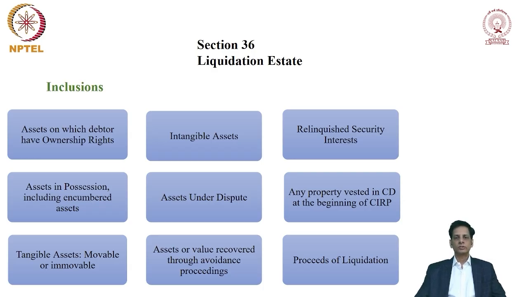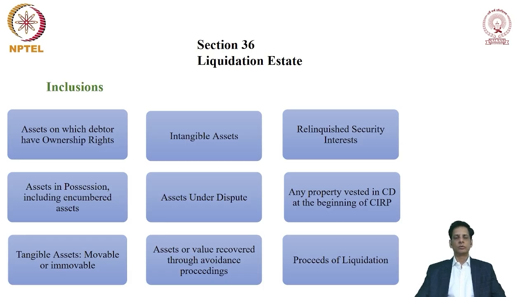Any relinquished security interest which you have thought that you don't want for now. Assets in possession, including encumbered assets. Any assets that are in possession of the company under liquidation can also be called part of the liquidation estate, including encumbered assets. Then assets under dispute can also be part of a liquidation estate, but however, the sale proceeds will become part of the liquidation estate only subject to the dispute being resolved. Then any property vested in the CD at the beginning of the CIRP will also be part of the liquidation estate.